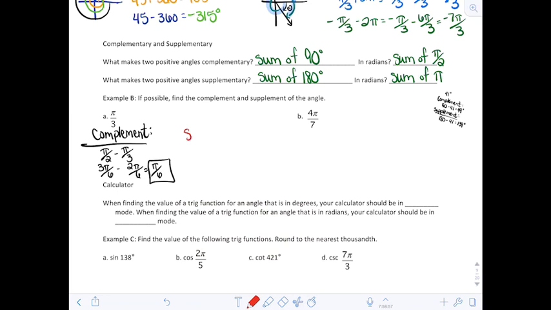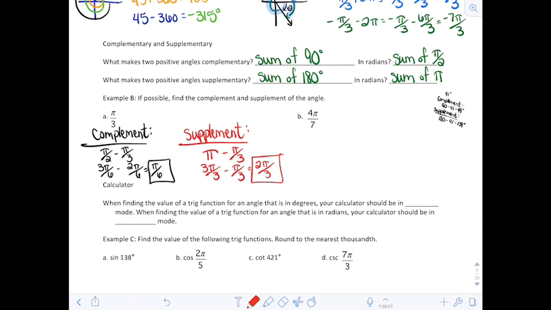To find the supplement, this is where we look at the difference between 180, or pi, and we're going to subtract pi over 3. So pi is the same as 3 pi over 3 minus pi over 3 is 2 pi over 3. So the complement would be pi over 6, and the supplement would be 2 pi over 3.